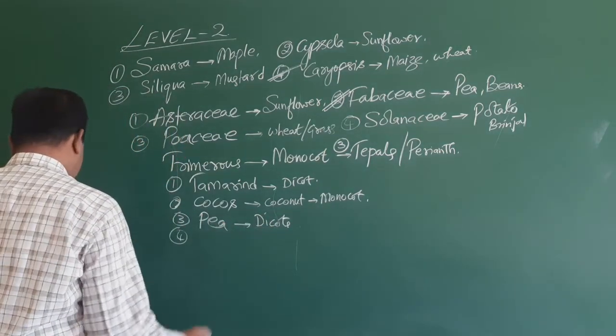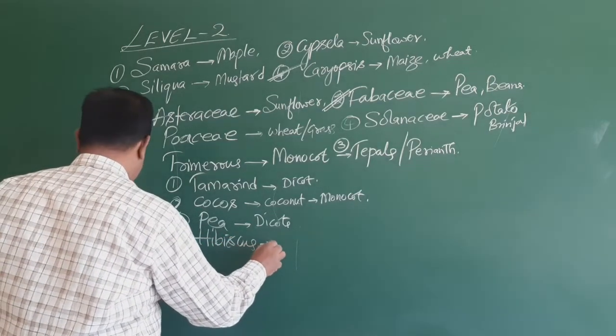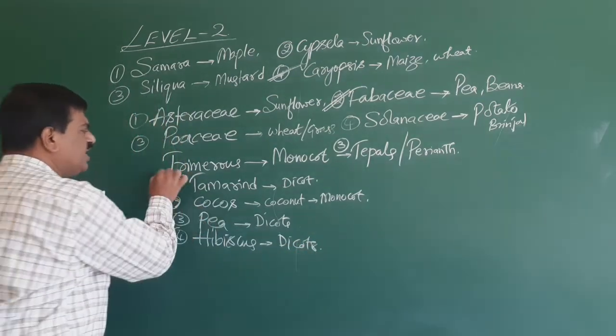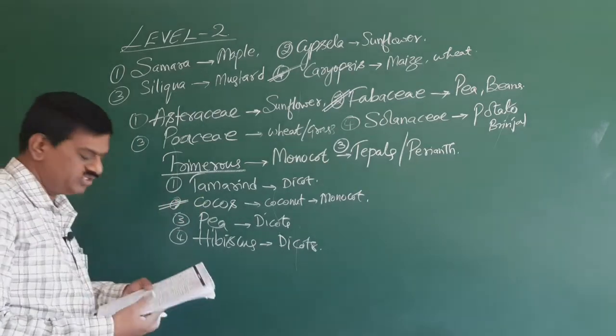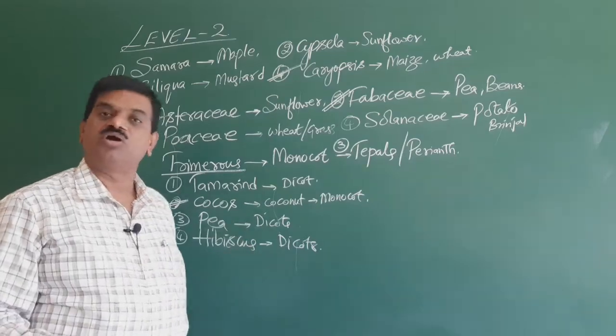And the fourth one is called hibiscus. So this hibiscus, again it is a dicot, called China rose. Trimerous flowers are present only in Cocos. So it is called coconut, and it is a monocot.